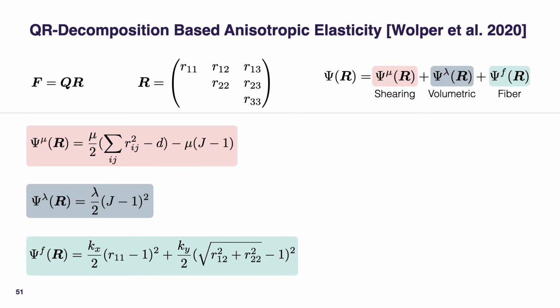Specifically, we adopt the stable neo-Hookean energy density, which we break down into a shearing term, psi mu, and a volumetric term, psi lambda. The shearing term, as you can imagine, penalizes material shearing, and the volumetric term penalizes material dilation and contraction. To add anisotropic behavior to our model, we further introduce a fiber term, and this fiber term itself has two terms. The first penalizes stretches in the principal fiber direction with stiffness Kx, and the second penalizes stretching in the secondary direction with stiffness Ky. And we set Kx and Ky by multiplying the material's mu parameter by a fiber scale parameter, gamma.